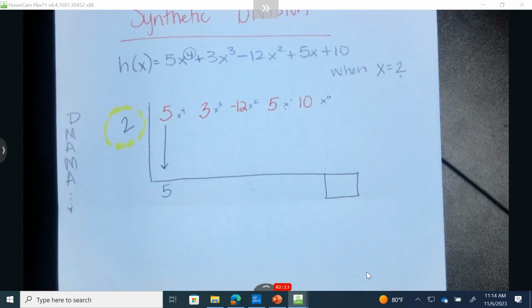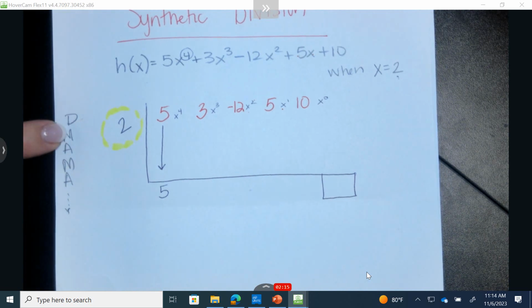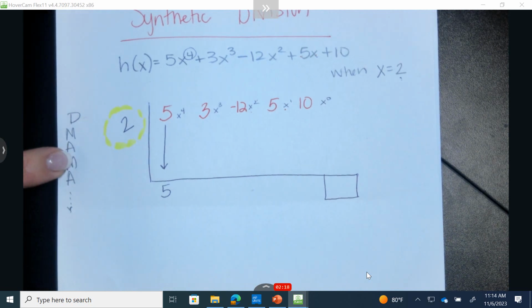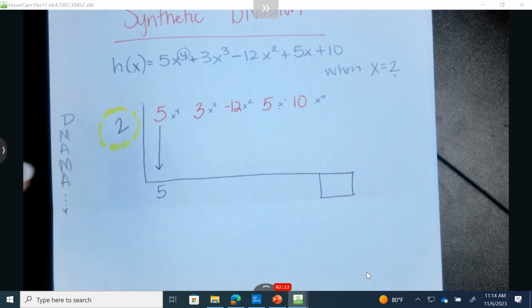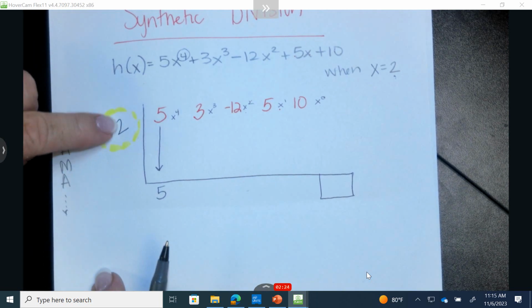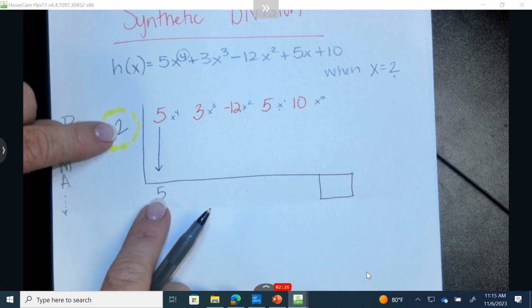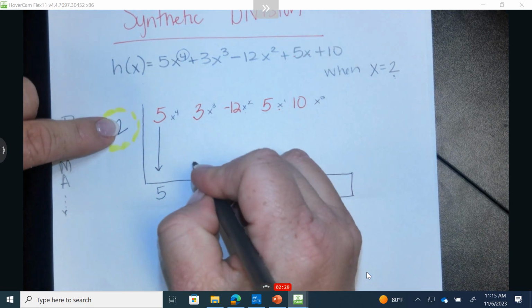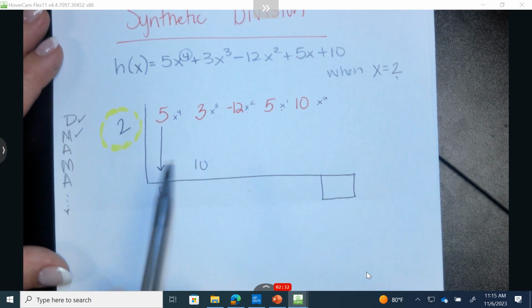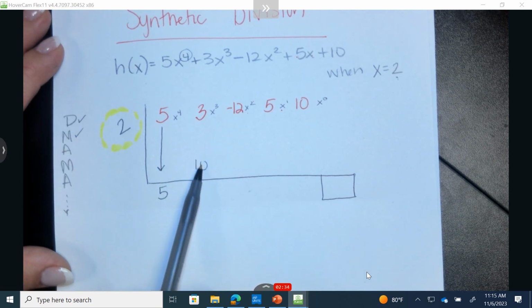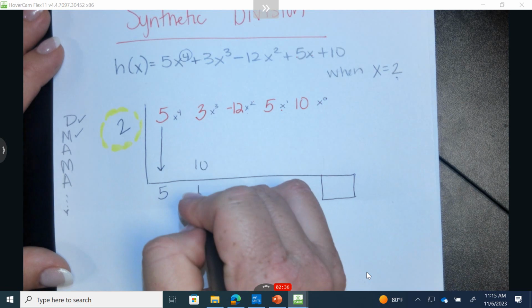And everything after this is all procedural. We're going to multiply, we add down. We're going to multiply and we add down. And we continue to multiply, add down until the problem is done. Okay, are you ready? When we multiply, it's always with this number. So multiply to get what's 2 times 5? 10. I've multiplied. Now I'm going to add down. 3 plus 10 is 13.